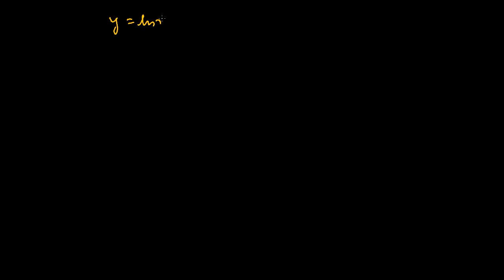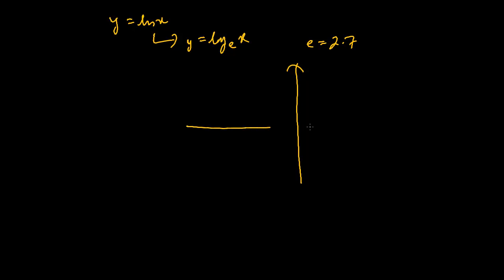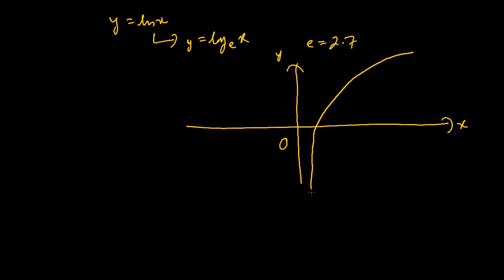y equals ln x means y equals log base e of x, so basically it's a logarithm. e is 2.71828. For y equals ln x, this is the x-axis, this is the y-axis, this is the origin, and the shape looks like this. It becomes parallel to the y-axis, comes very close, and cuts the x-axis at the point 1.